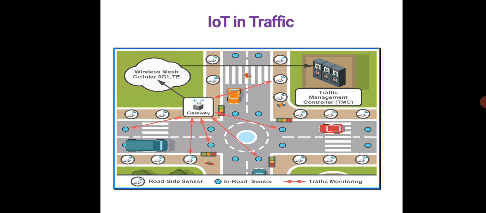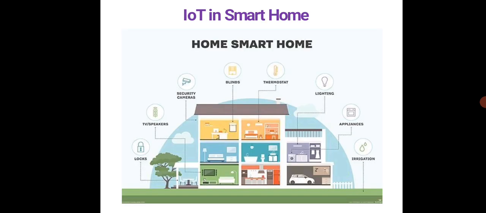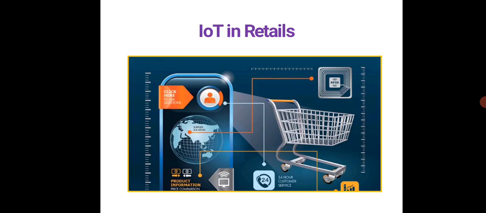Here there will be a lot of sensors, like roadside sensors and in-road sensors, and you can see a traffic management controller. Everything is controlled with the mobile devices, where you will have the gateways. A smart home is all about the automation of devices or appliances, something like lighting, security cameras, TV, locks, irrigation of the lawn around the home, and appliances. All these things come under the smart home.